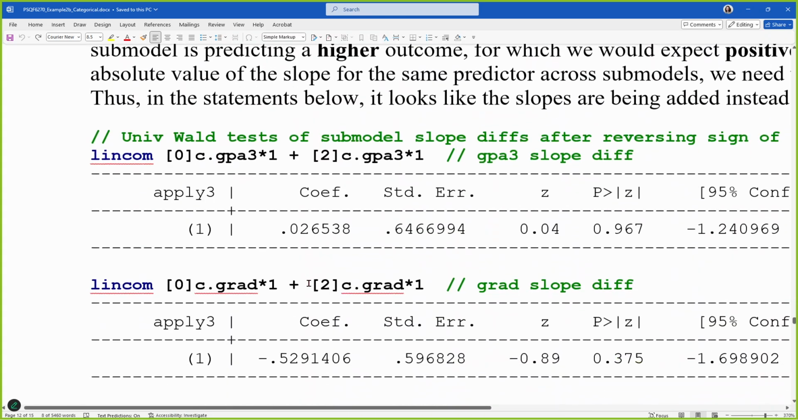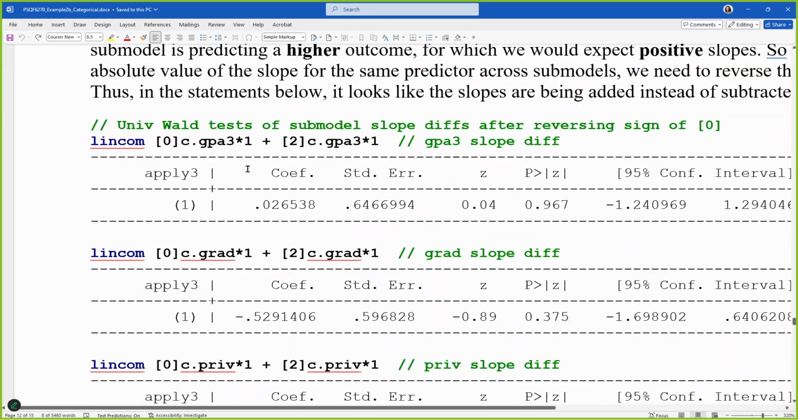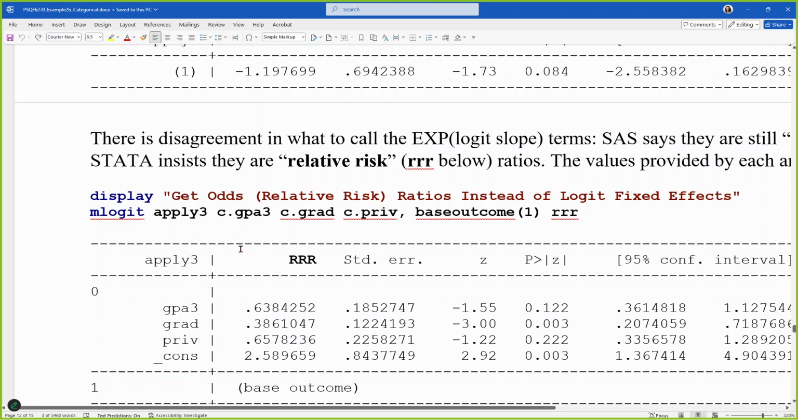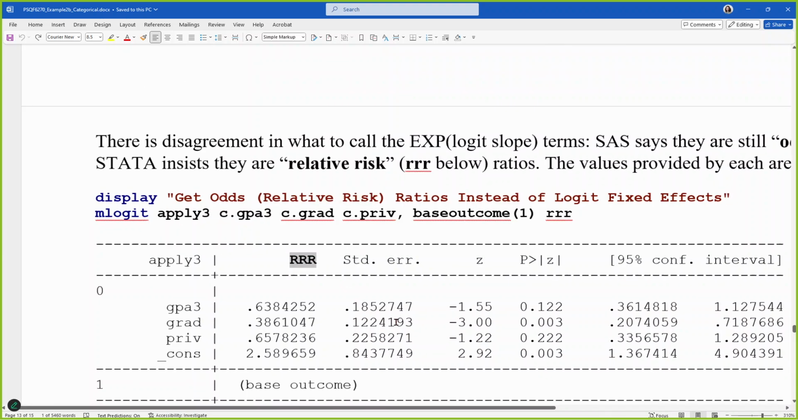So in the comparisons, like the lincom in Stata, I have both slopes being multiplied by 1 rather than one of them being multiplied by -1. That flips the sign so that the submodels are internally consistent in terms of predicting the same direction. Stata prints odds ratios for these, but they call them relative risk ratios. I don't know why, but that's just a change in terminology. It is e to the slope still.